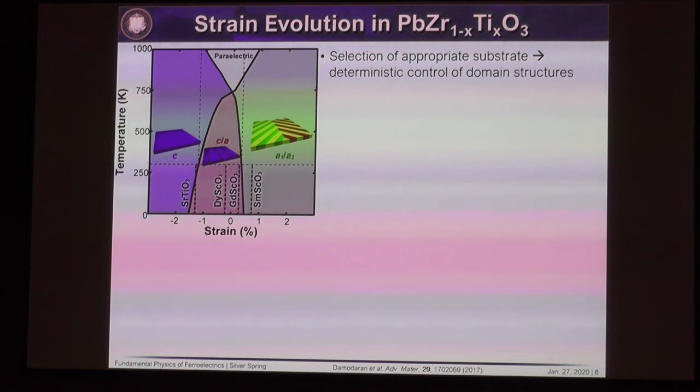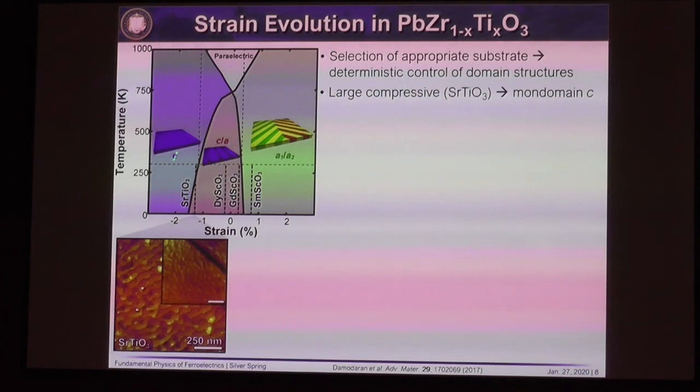So the first is using our ability to create model versions of these materials as epitaxial thin films to help us have model systems to probe these kinds of effects. So if I take a look, this is for PZT, in particular on the titanium-rich side, I can look at the temperature-strain phase diagram for this system. And depending on the substrate that I pick, I can end up with different kinds of domain structures in the system. So if I start with relatively large compressive strains, I can get purely C out-of-plane polarized films.